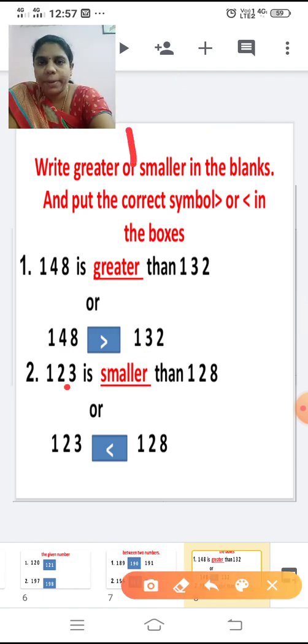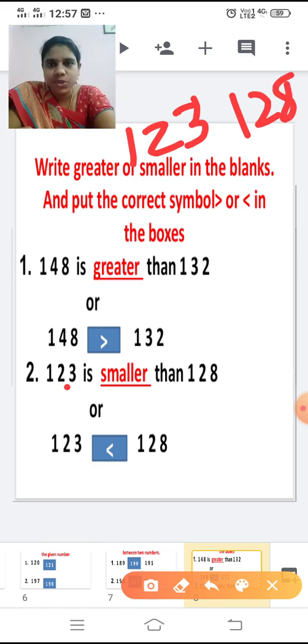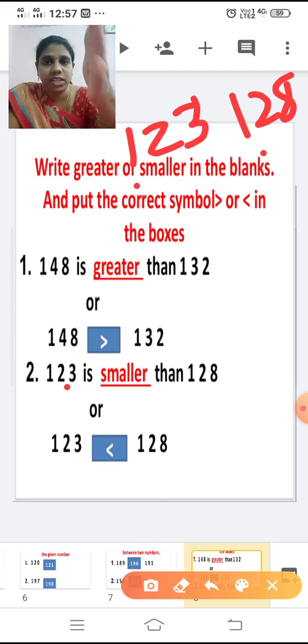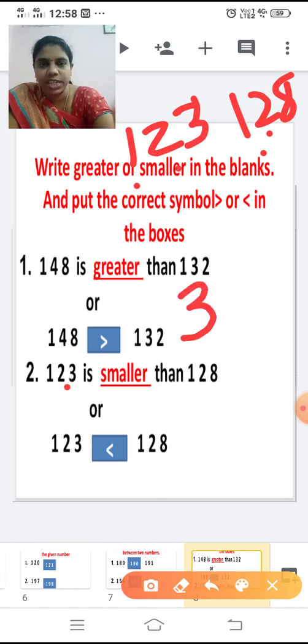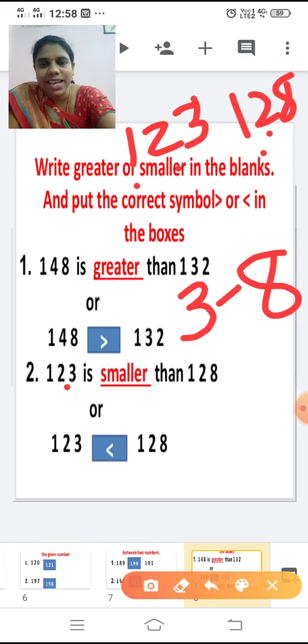Next one, 123. We are going to compare 123 and 128. Now tell me how to compare these two numbers. See the hundreds place. In both the numbers we have 1 in the hundreds place. Now compare the tens place. In the first number also we have 2. Second number also 2. So what we have to do? Now compare the ones place. In the first number we have 3 in the ones place. Second number we have 8 in the ones place. Now tell me whether 3 is greater than or less than 8. This 3 is less than 8, right?